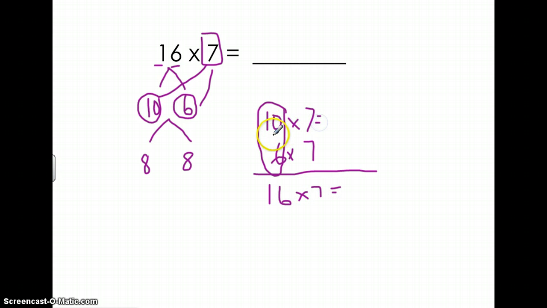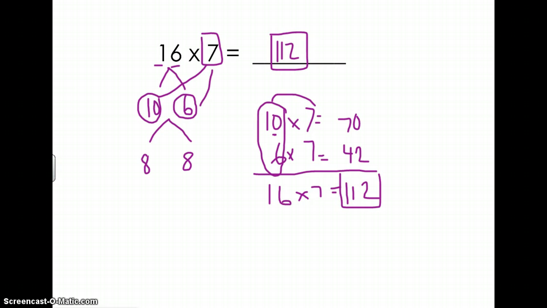10 groups of 7, I'm multiplying by a multiple of 10, so I'm going to tack my 0 on the end and then do 7 times 1, which is 70. 6 times 7 is a basic fact I should know, 42. This is a partial product. This is a partial product. I need to add up the parts to get the whole answer. The whole product of 16 times 7 is 112.